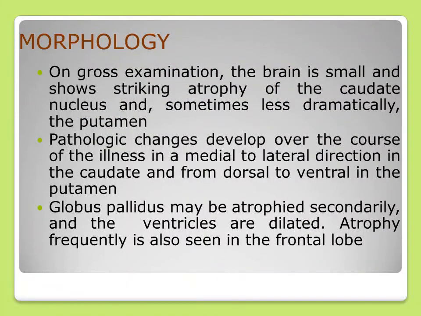Morphologically, on gross examination, the brain shows severe atrophy in the caudate nucleus and sometimes less dramatically in the putamen. Pathogenic change develops over the course of the illness in the medial and lateral directions in the caudate and from dorsal to ventral in the putamen. The globus pallidus may be atrophied secondarily and the ventricles are dilated. Atrophy is frequently also seen in the frontal lobe.